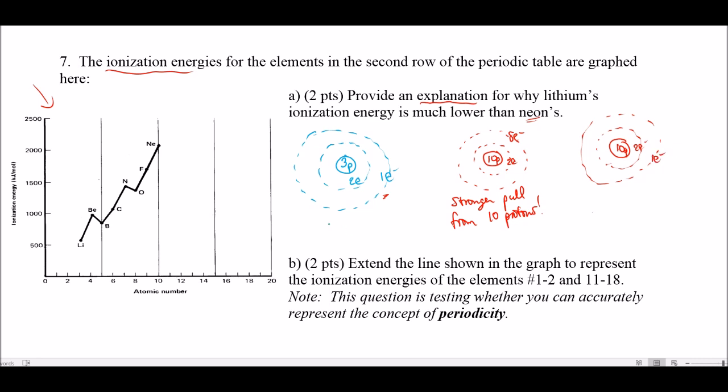The ionization energy for this picture, 519 kJ per mole. That's this nice low value right here. Ionization energy for this picture, about 2100 kilojoules per mole. Much more difficult to remove the electron when you have the 10 protons pulling at it.